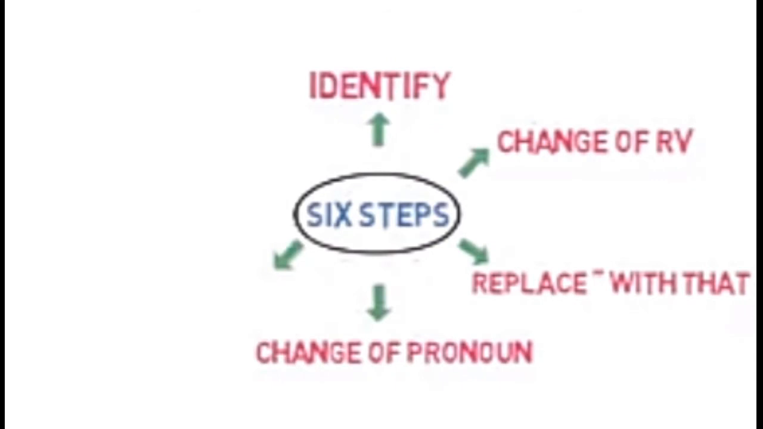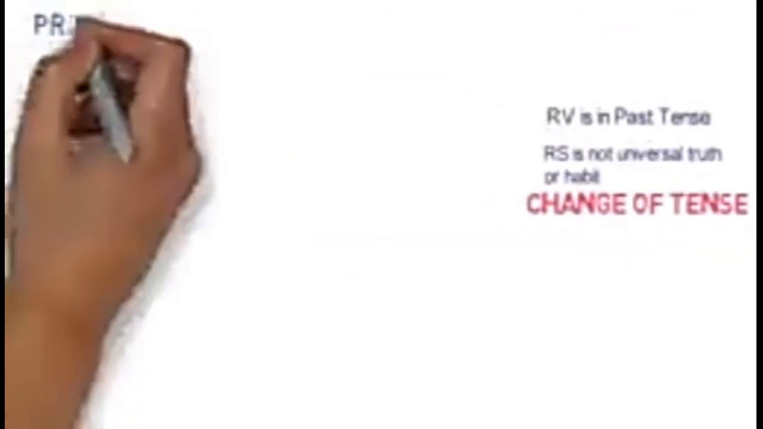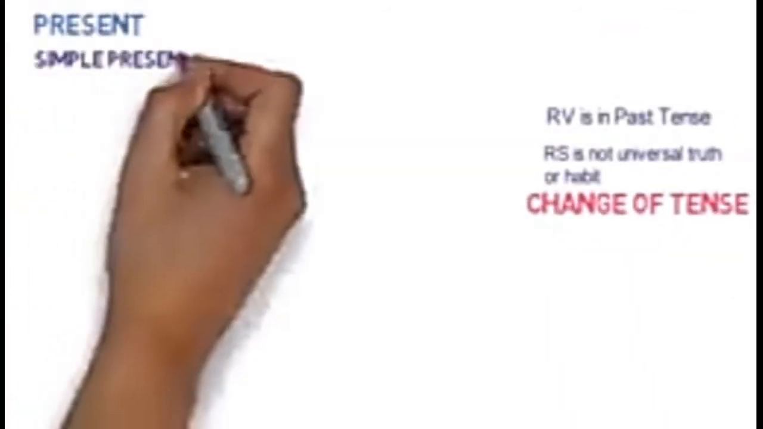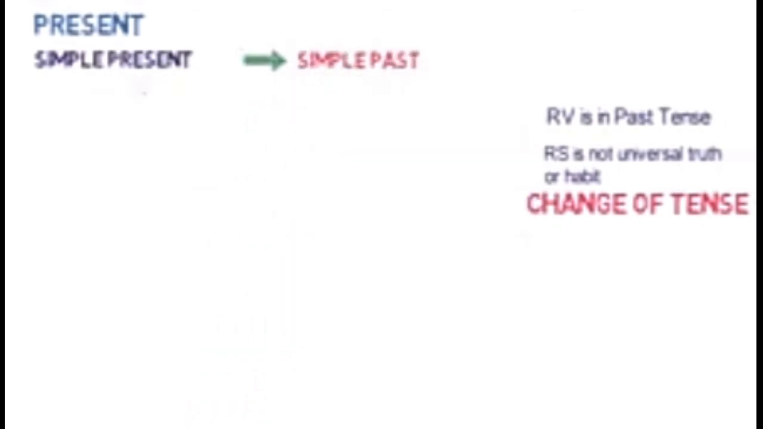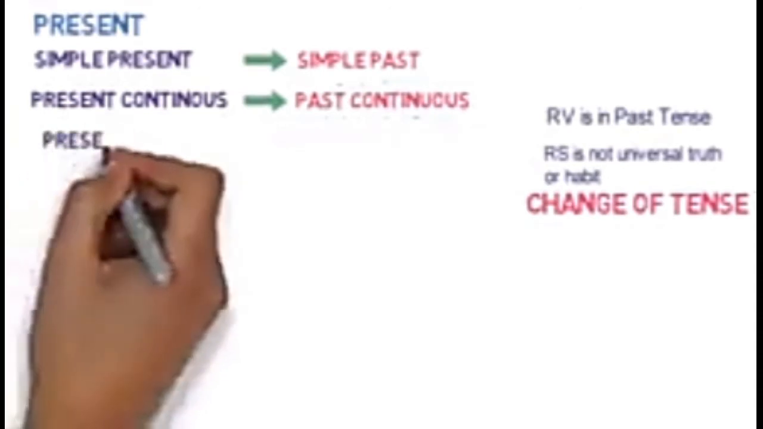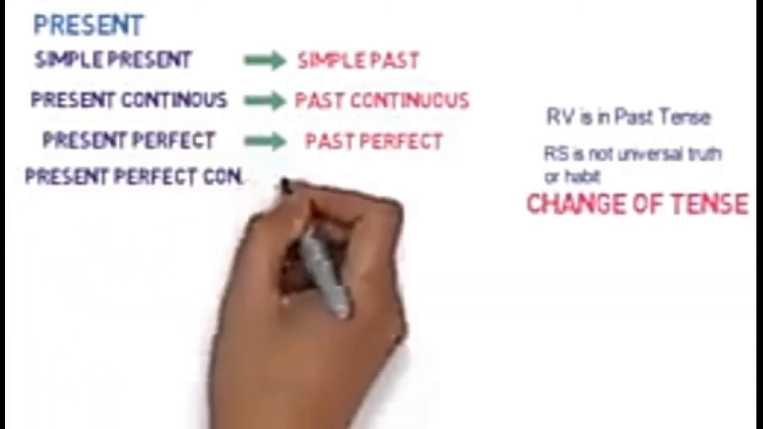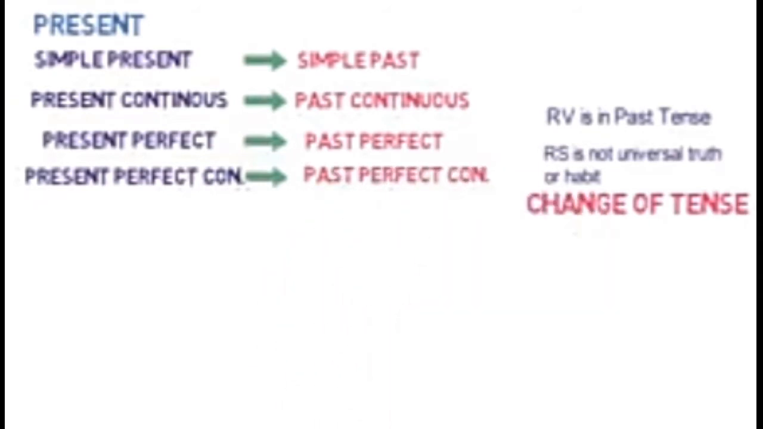The fifth step is change of tense. It will happen when the reporting verb is in past form and the reported speech is not a universal truth or habit. It will happen in the following way. For present tenses, simple present will be converted to simple past. Present continuous will be converted to past continuous. Present perfect will be converted to past perfect. Present perfect continuous will be converted to past perfect continuous.